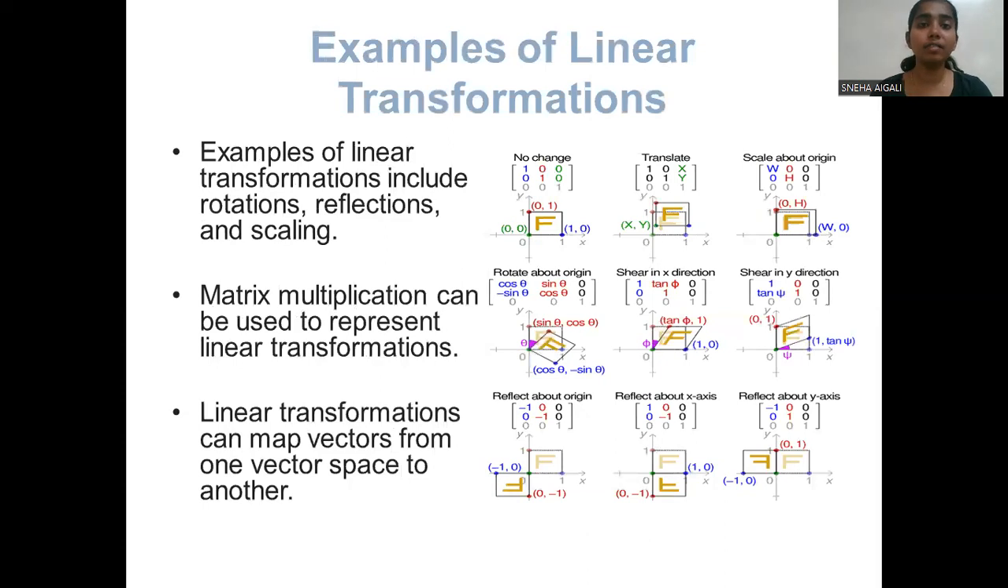Now next up we have examples of linear transformations. Examples of linear transformations include rotations, reflections, and scaling. Matrix multiplication can be used to represent linear transformations. Linear transformations can map vectors from one vector space to another. Here we have some examples of that in the image.